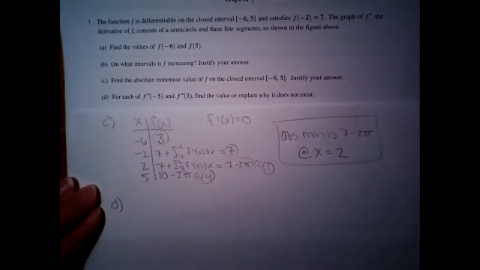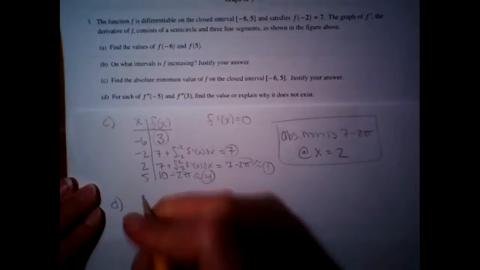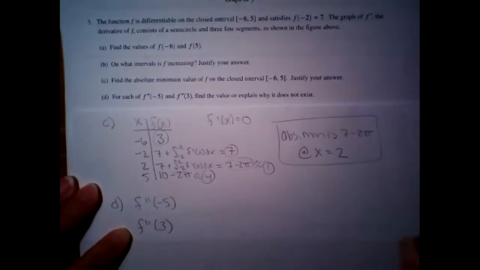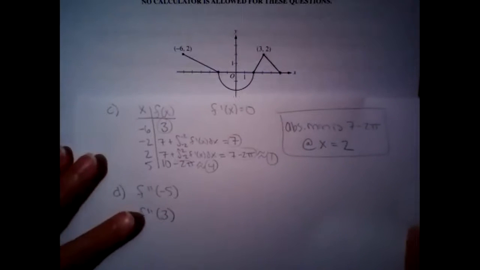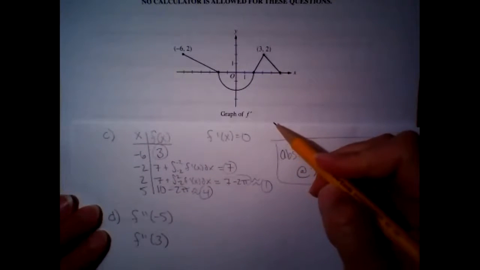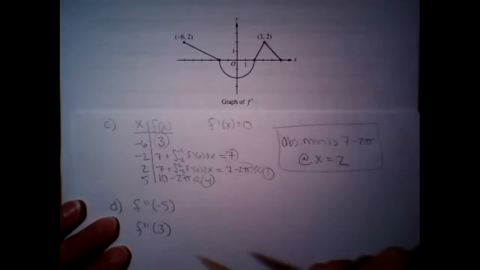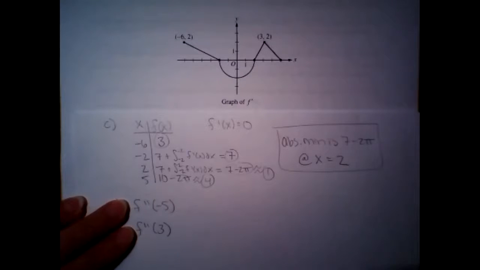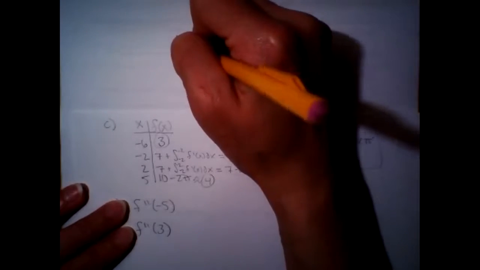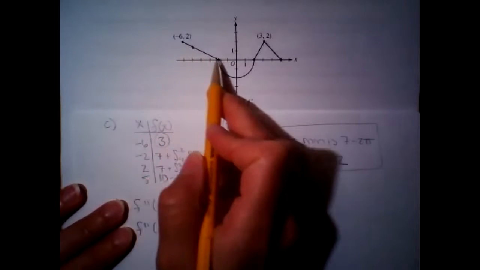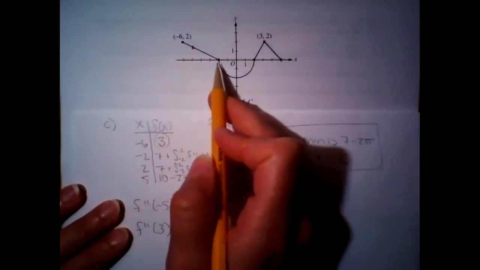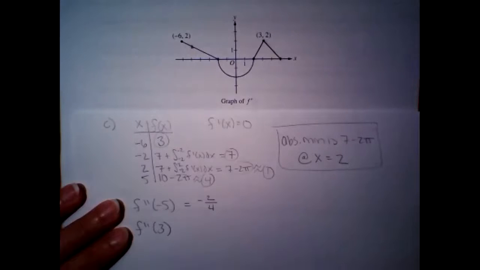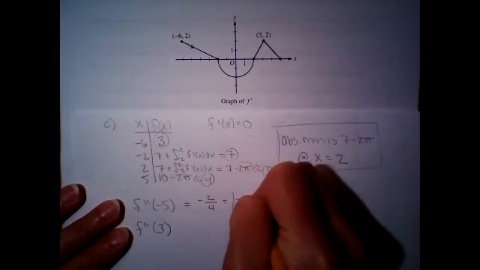All right, and then letter D, for each of f double prime at -5 and f double prime at 3, either find it or state why it does not exist. All right, so first let's do -5. Now this is the derivative. This is f prime. So second derivative means the derivative of that, and derivative means slope. So we're trying to find the slopes at these 2 points. So here is -5. We just need the slope at that point. So it's the slope of this line segment, which is going down 2 over 4. And you could leave it like that, -2/4, but I'll go ahead and use -1/2 for that one.